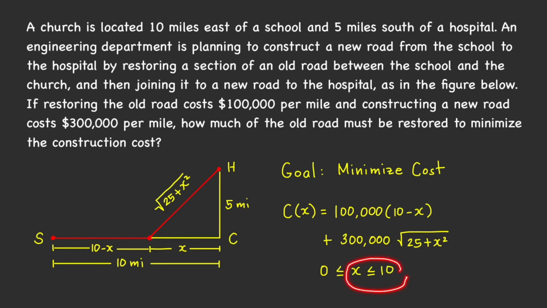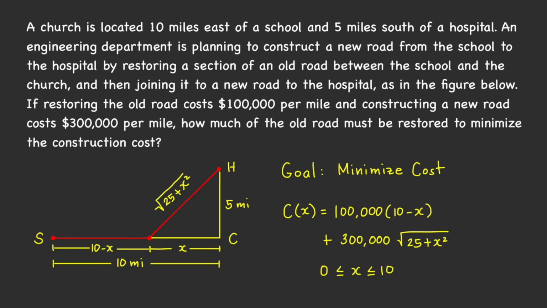X equals 10 means that we construct directly the road from S to H. Since the domain of our function is a closed interval, take note that this function is continuous on the closed interval 0 to 10. Therefore, we can apply the closed interval method to find the absolute minimum of this function. We can also apply the first or second derivative test to find the value of x that will minimize this function.